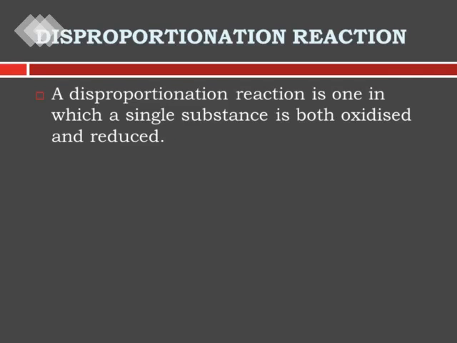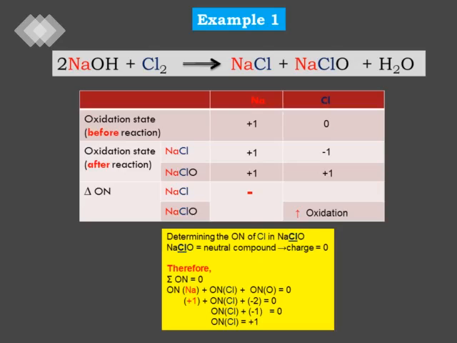Sometimes in a redox reaction, only a single substance is oxidized and reduced. This is called a disproportionation reaction. For example, in this reaction, after examining the changes in the oxidation number for both Na and Cl, it is noticed that only the chlorine atom undergoes both oxidation and reduction when the chlorine atoms combine with sodium to form NaClO4 and NaCl respectively.